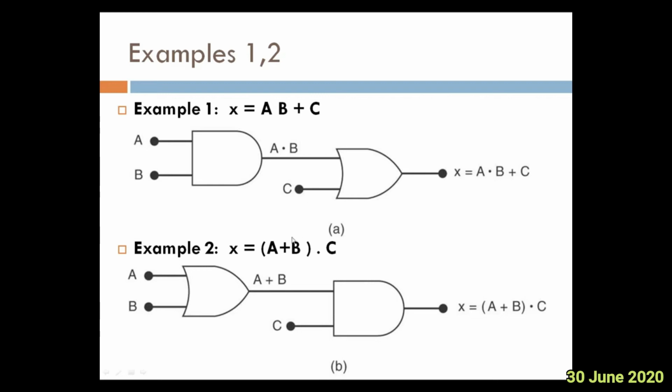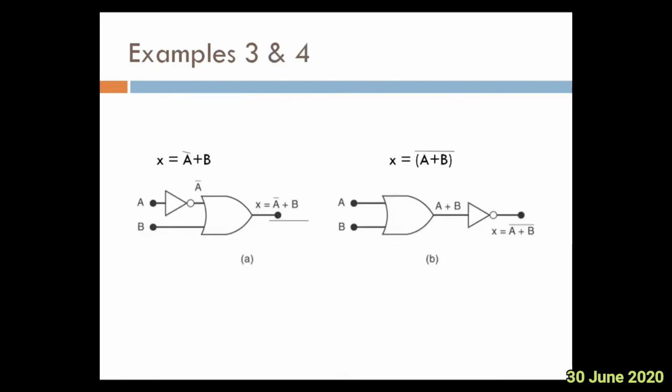Now similarly, if it is A plus B whole dot C, how many gates are required? Once again you can see here, one gate is required to make the OR of A and B and then AND with C. So the OR of A and B is here, A plus B, then here C, then we have to make it AND, that is A plus B dot C. Very simple. Understood how the Boolean expressions are written as logical diagrams. Now the third example, this is A dash plus B, or A bar plus B.